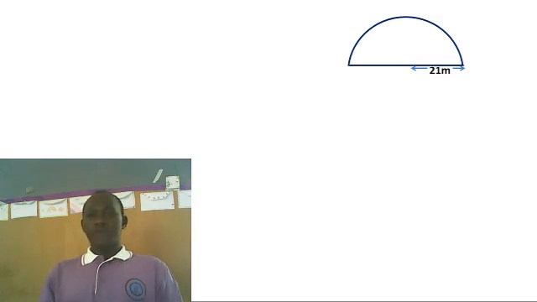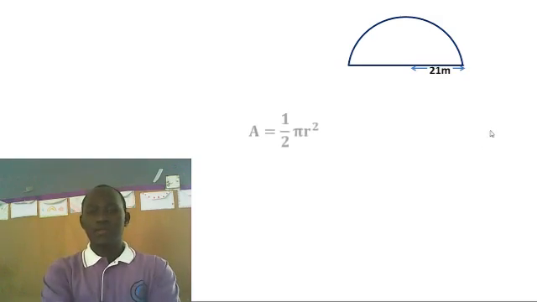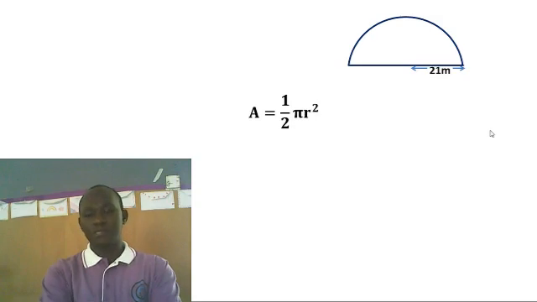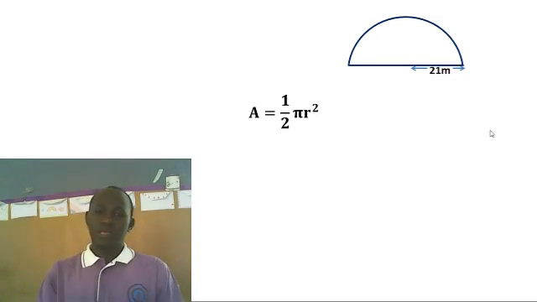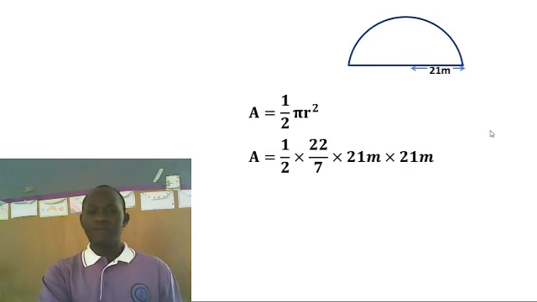So since we are finding area of semicircles, then you can easily tell that our question is find the area of the semicircle shown on the board, on the whiteboard, as you can see. So how do we handle that? The formula still remains the same: a half times pi r squared, and for this case our radius is a multiple of 7, so we can use 22 out of 7, which is now a half times 22 out of 7 times 21 meters and 21 meters.